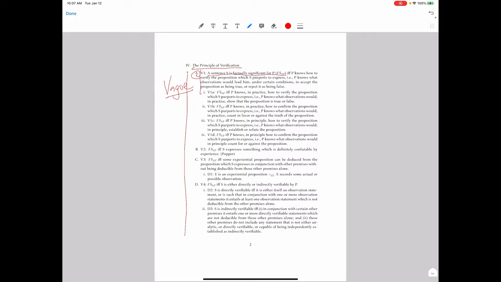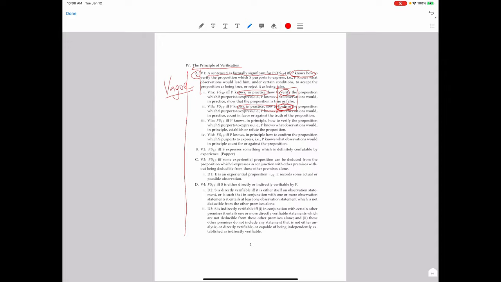So we want to say when a sentence is factually significant so that we can throw out all the ones that aren't factually significant. The vague account starts with this idea of a person knowing how to verify a proposition. And then Ayer says, well, there's a couple of ambiguities going on here. Do you know in practice how to verify a claim? Or do you know in practice how to confirm a claim? So notice, verification is a stronger term than confirmation. To verify is to something like to conclusively confirm, whereas to confirm is to perhaps give some evidence in favor of. In any case, there's this ambiguity between verification and confirmation.